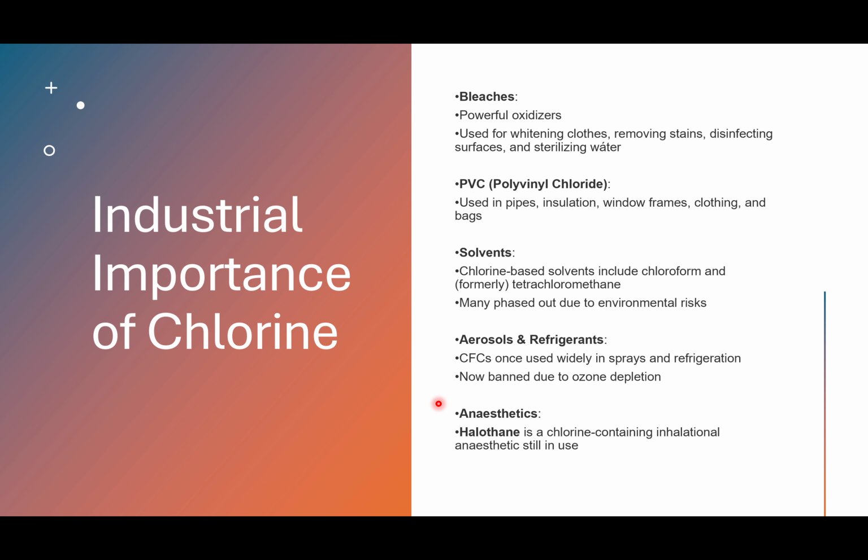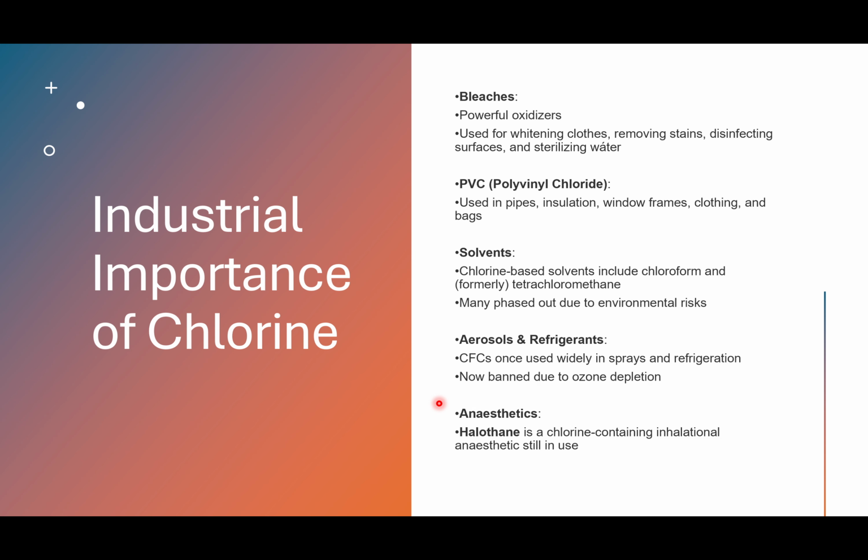All right. The industrial importance of chlorine now, why we would produce so much chlorine. Chlorine is used in bleaches, right? Sodium perchlorate, which is a powerful oxidizer, is used for whitening clothes, removing stains, disinfecting surfaces, and sterilizing water. We also have the production of polyvinyl chloride, PVC, used in insulation, pipes, window frames, clothing, and bags, right?